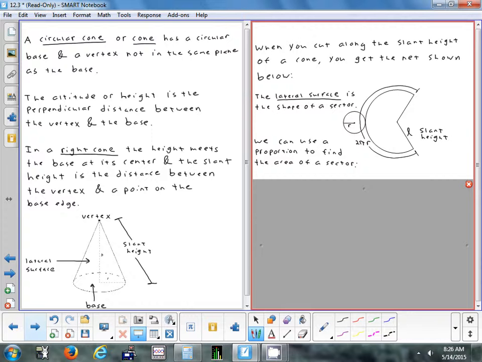The distance going around the edge here would be the circumference. If you were to wrap that back together, this part would make a circle. They'd be touching. So that would be 2 pi r. And then the distance from here to here, that's your slant height. Think about bringing those pieces back together. That would be on the base. That would be all the way up at the top of the cone.